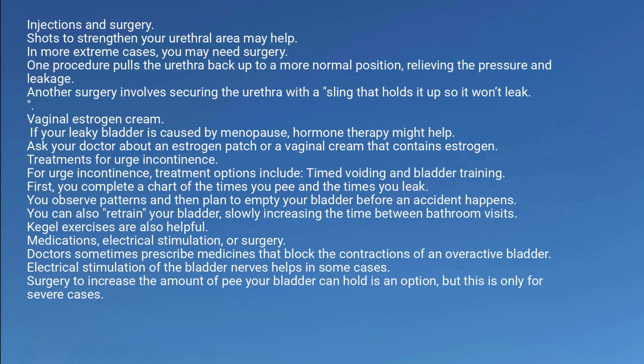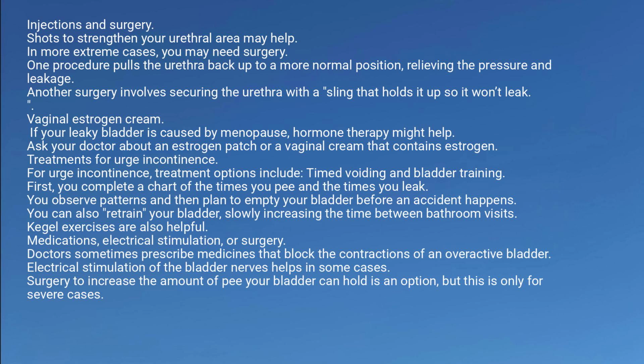Treatments for urge incontinence. For urge incontinence, treatment options include timed voiding and bladder training. First, you complete a chart of the times you pee and the times you leak. You observe patterns and then plan to empty your bladder before an accident happens. You can also retrain your bladder, slowly increasing the time between bathroom visits. Kegel exercises are also helpful.